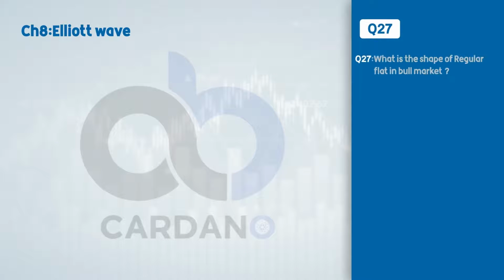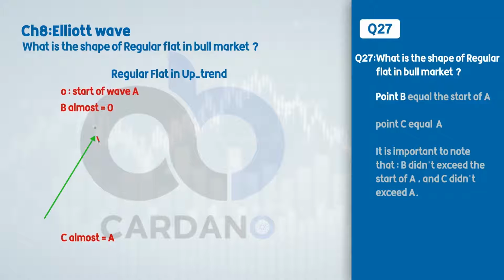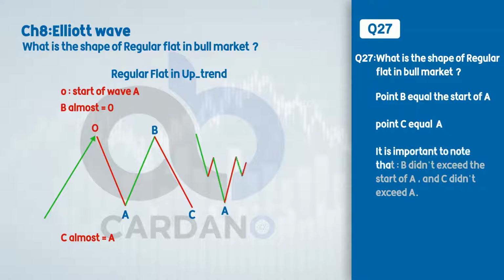Question number 27. What is the shape of regular flat in a bull market? The answer is point B equal the start of A and point C equal A. It is important to notice that B didn't exceed the start of A and C didn't exceed A.